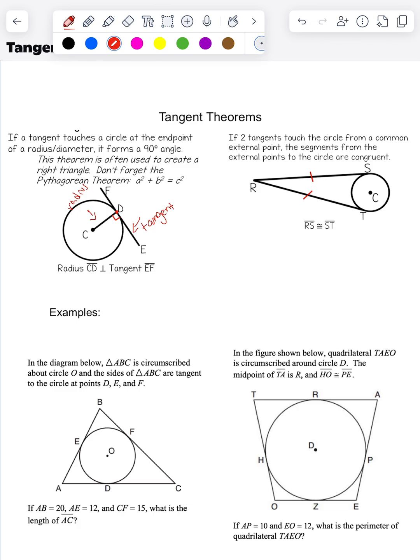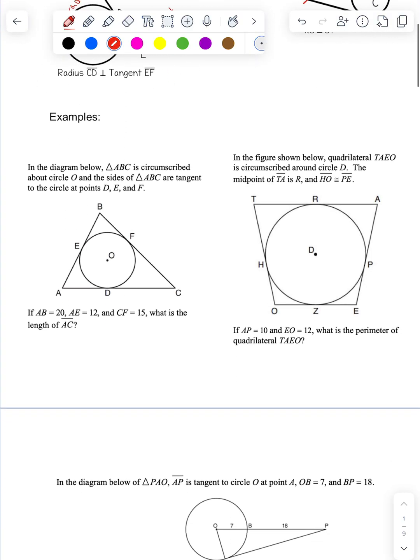The second tangent theorem that we're going to look at in this video is if two tangents touch the circle from the same outside point, the segments are congruent to each other. So if you take a look at the image, tangent RS and RT both are drawn from the same outside point R to the same circle C. So they are congruent to each other. So anytime you see two tangents from the same outside point to the same circle, they are automatically congruent to each other. We're going to practice using these two theorems in some examples.